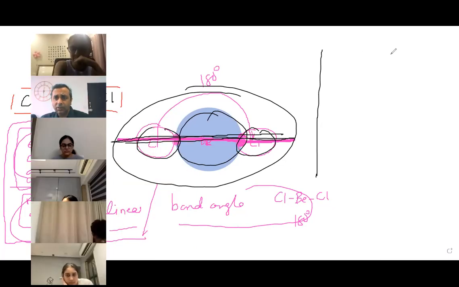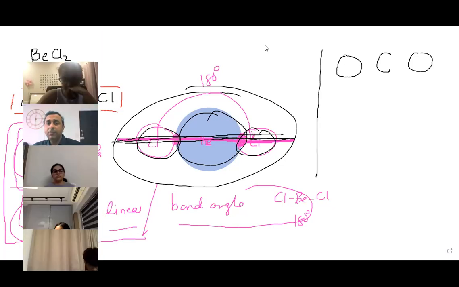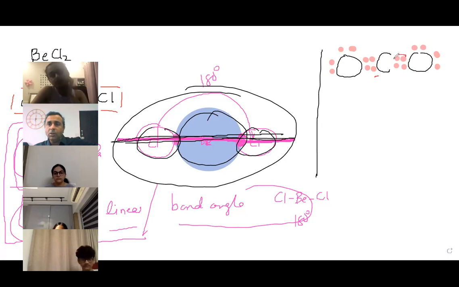Another example is carbon dioxide. As I said, at first you should draw the Lewis structure. Without the Lewis structure, nothing can be decided. Once you draw the Lewis structure, you'll only look at the central atom. The central atom is carbon here. How many electron domains does the carbon atom have around it? 2, right? This one electron domain and this one electron domain. Even though it's a double bond, I'll count it as one electron domain.